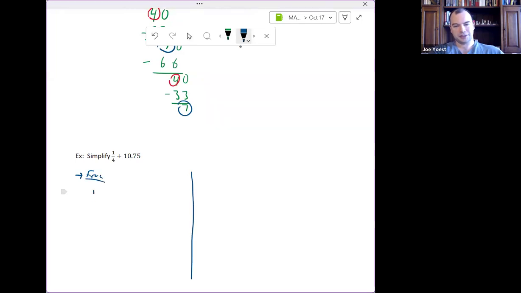So if I convert everything to fractions, well, the 1/4 looks good already. 10.75, this is 10 and 75 hundredths, right? Well, I know that 1/4 is 25 hundredths. I can just multiply top and bottom by 25.